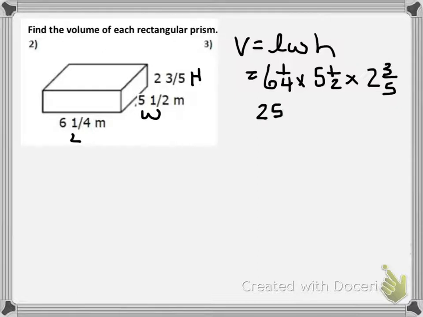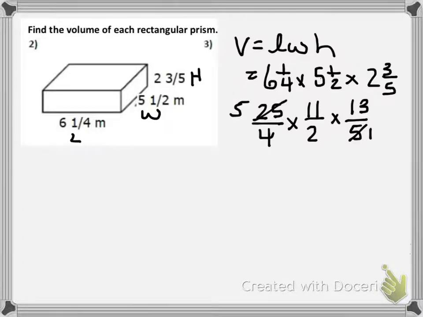So this first fraction, 6 times 4 is 24, plus 1 is 25, so it's 25 fourths. 2 times 5 is 10, plus 1 is 11, so this one is 11 halves. And then 5 times 2 is 10, plus 3 is 13, so that's 13 fifths. And remember, we could cross-reduce here. I notice 5 goes into 5 and 25, so I'm going to reduce that to 1 and the 25 down to 5. And then we're going to multiply straight across.